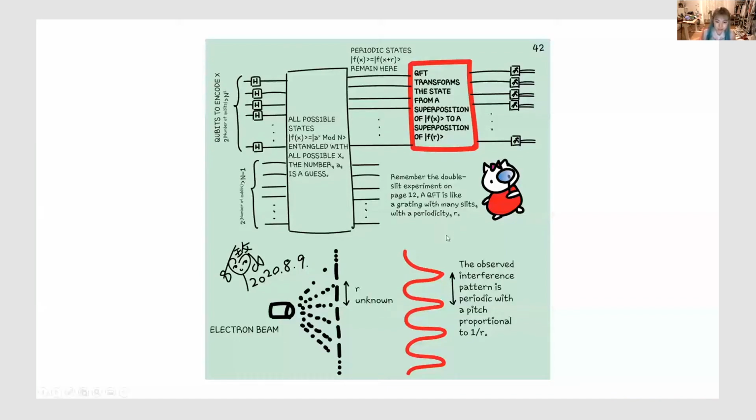And I briefly mentioned that this quantum Fourier transform works just like any Fourier transform. We have this actual physics experiment demonstrating a Fourier transform using a grating: if you shine a lot of electron beams through a grating with many slits, this is a periodic grating. But if you don't know the periodicity, you can infer it from the interference pattern that you observe. And that's the basic idea of the quantum Fourier transform.